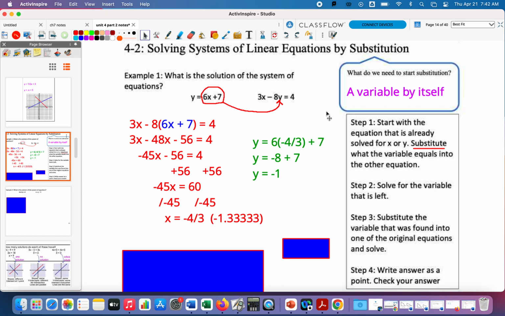So our actual answer, remember, we're trying to find where these lines, if I were to graph them, would intersect. So where they actually intersect is the x value then the y value, so -4/3 comma -1. Which again, if I were to graph both of these, it might not have been the easiest thing to graph, and I definitely probably wouldn't have come up with this precise answer from the graph.